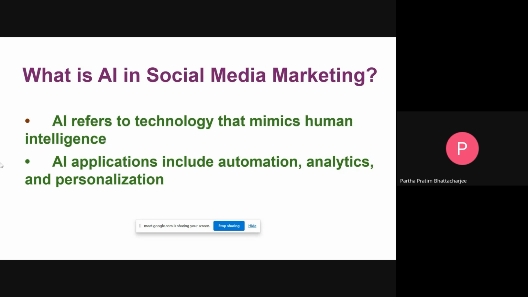AI refers to technology that mimics human intelligence. I think almost 2 weeks or more of sessions have been completed, so everybody has the idea of what artificial intelligence is. Artificial intelligence is nothing but a computer system where we are trying to place some portion of human intelligence in the computer system. But you have to understand that we are trying to make something typically like human intelligence, but nothing is equivalent to human intelligence.